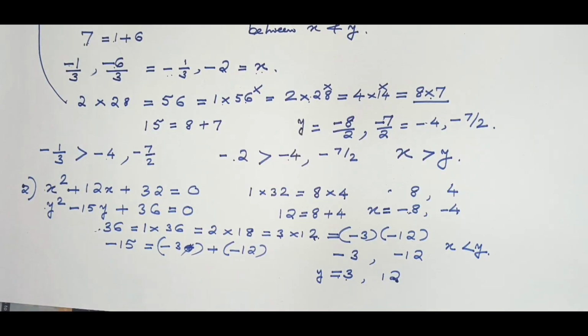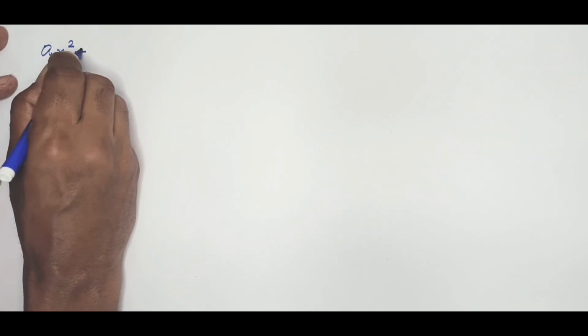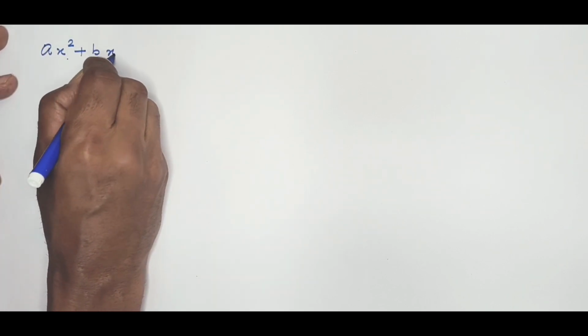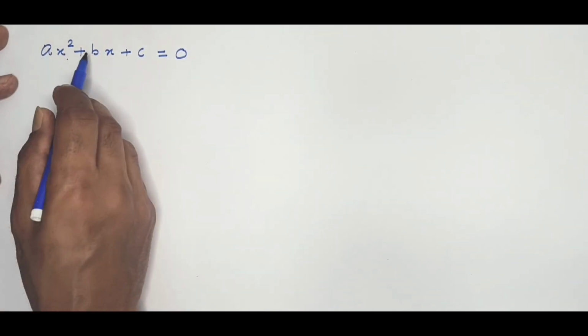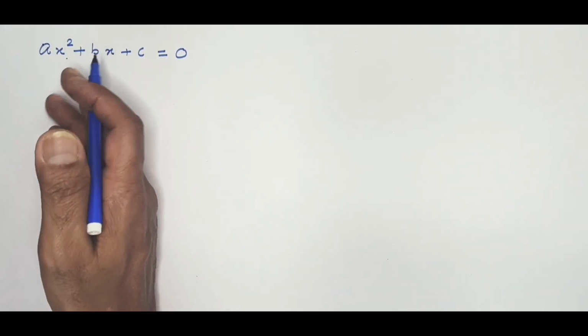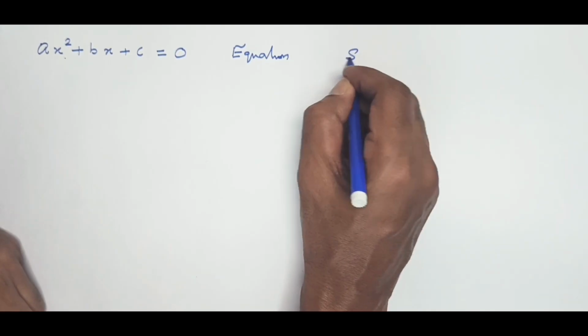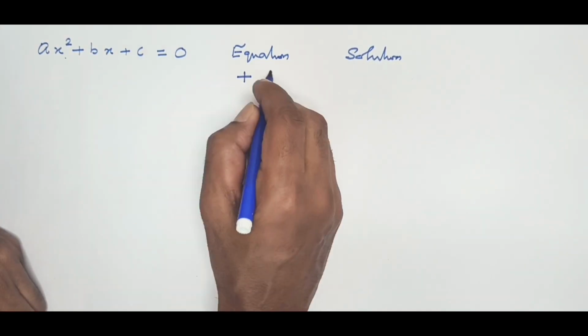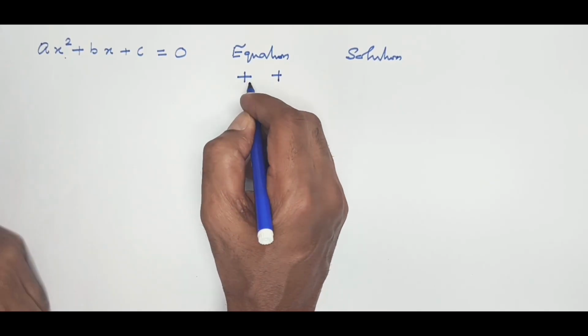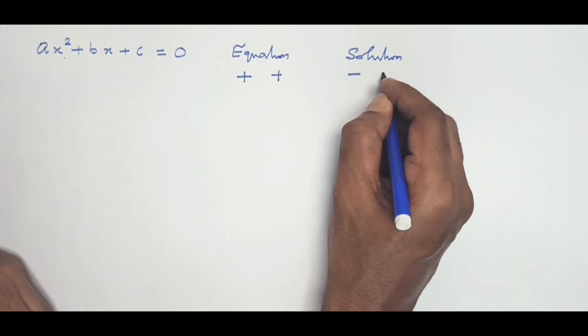Now there is a method which is even shorter than the one given here. For that, you need to know something else related to the quadratic equation and its solutions. So we know that the general form of a quadratic equation is ax squared plus bx plus c equals 0, where a, b, c are the coefficients and they can be negative or positive. If b is positive and c is also positive in the given equation, then both the roots will be negative.